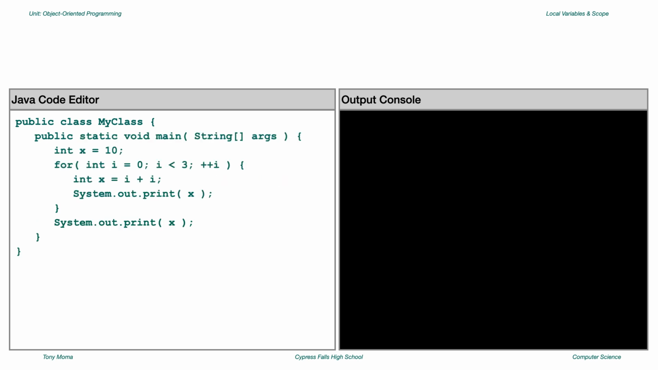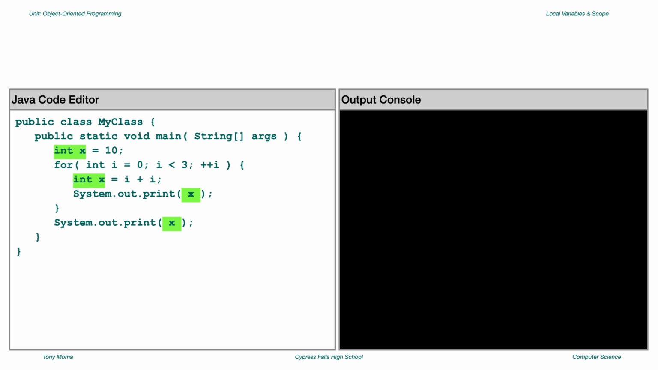Now, consider this program where we also have a naming conflict. Here we have a variable named x declared outside the for loop and another variable named x declared inside the for loop. We also attempt to print out the variable x inside the for loop and after the for loop. The question I have for you is, in each print statement, which x gets printed out? The outer x variable, the one outside the for loop, or the inner x variable, the one inside the for loop?